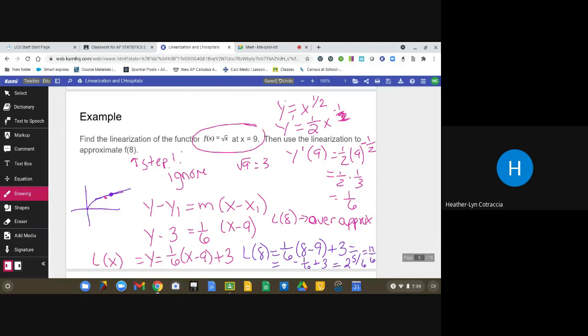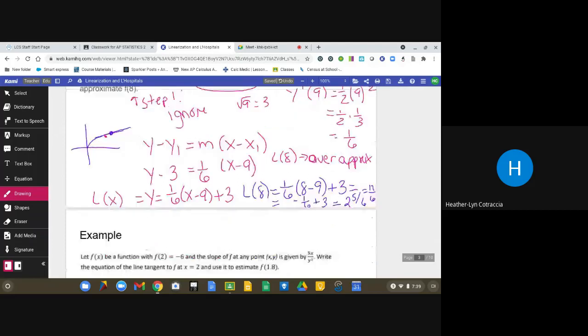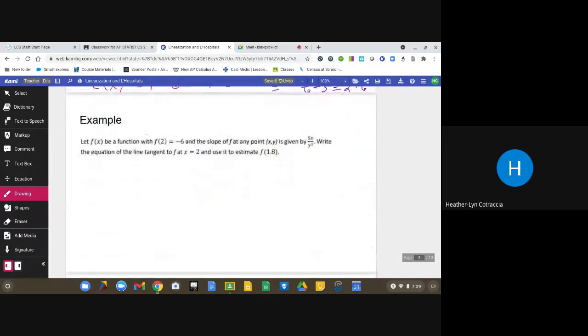Okay, so step 1, ignore what you're approximating. Bring that in at the very end. Write the equation of a tangent line. When you have the equation of a tangent line, then plug in the value to approximate. Okay, so here's one other quick example.